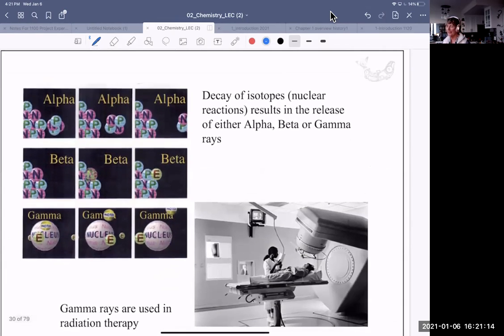So some isotopes are radioactive. They're called radioisotopes. That means that they're unstable. Some isotopes are unstable. Some are quite stable. And the decay of those isotopes, they will decay spontaneously into something stable over time. And we know the specific time of decay for lots of different elements. So the names of the radiation that is emitted by different elements, there's really only three kinds: alpha, beta, or gamma rays.